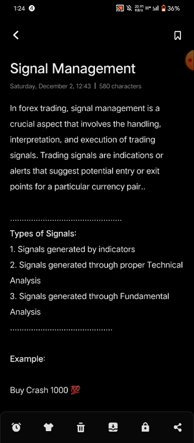So we have signals generated through fundamental analysis. Fundamental analysis is about using present-day reports and present-day statistics to carry out your analysis. For example, in Nigeria, we know what the naira against the dollar is saying. There's an increase in the naira value. So these are the fundamental analysis you can actually use to trade.